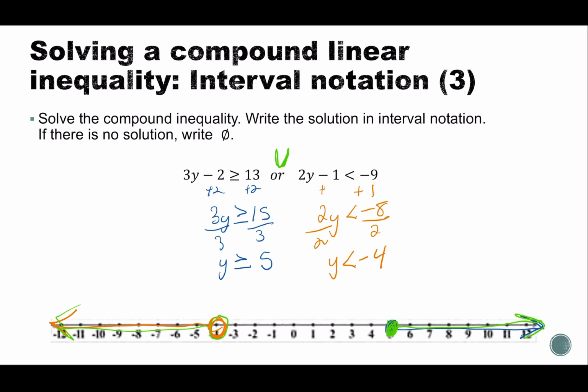So in interval notation, we're going to write this as from negative infinity all the way to negative 4, and negative 4 gets a parenthesis because it's not included. Then we've got this jump right here. So we're going to use a union symbol, union with 5, which is included, so it gets a bracket, all the way to positive infinity, which gets a parenthesis because negative infinity and positive infinity always get parentheses.